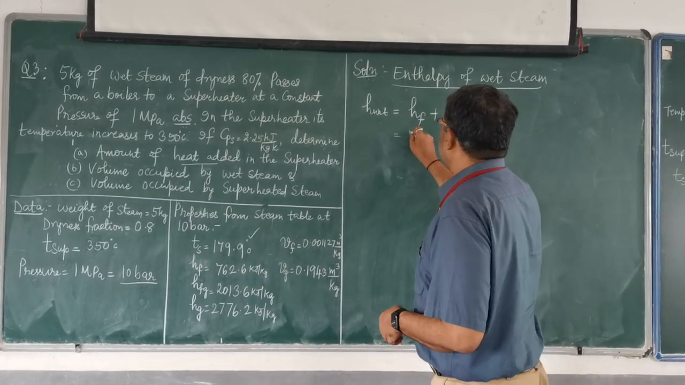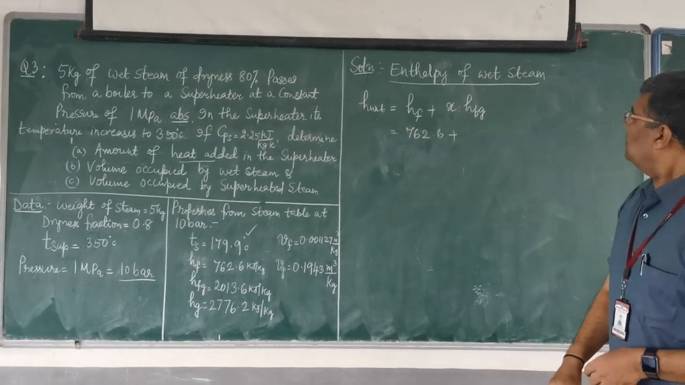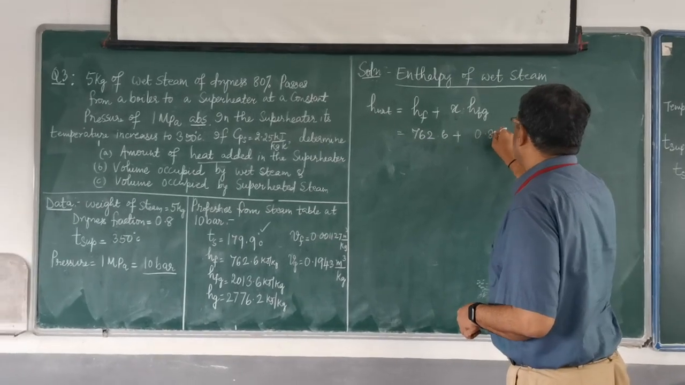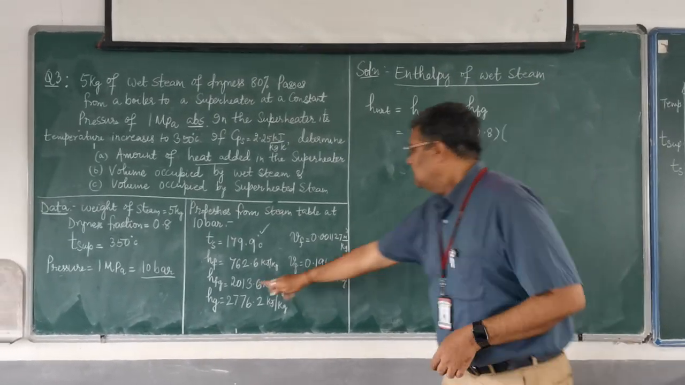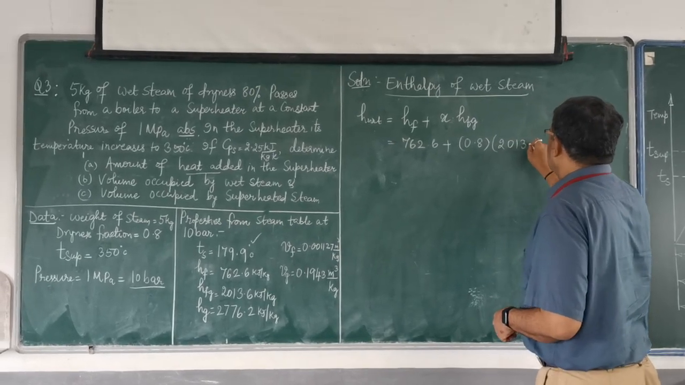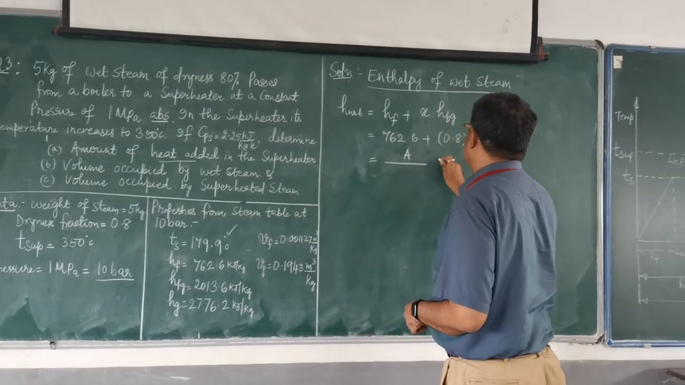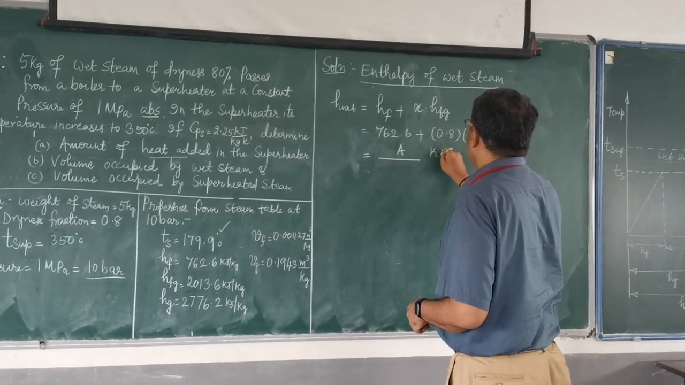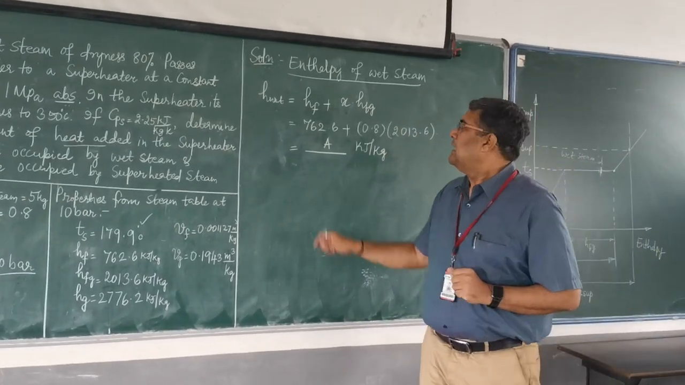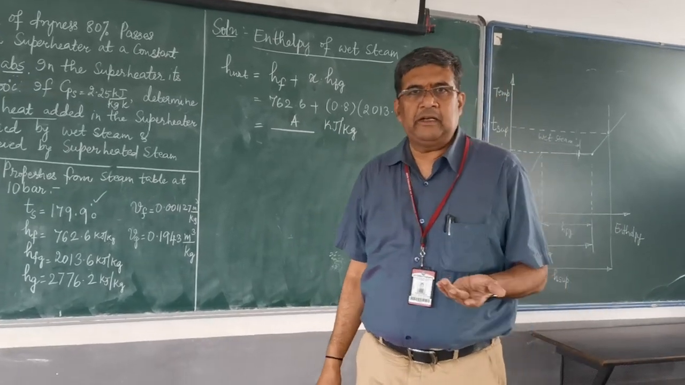So I write this as 762.6 plus X into HFG. What is the value of X? X is 0.8. So this is 0.8 into HFG, which is 2013.6. So finally you get some answer, let's say A, as so many kilojoules per kg. So this is the first part. We have found out the enthalpy of wet steam. Now we can find out the enthalpy of superheated steam also.